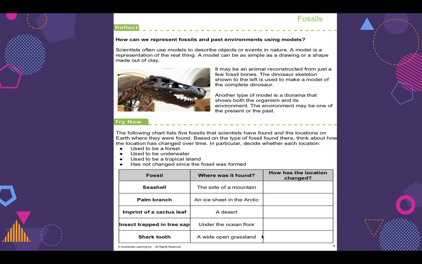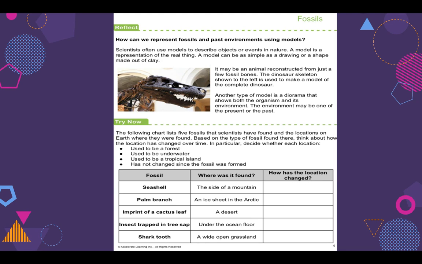Okay, so now we are looking to reflect. How can we represent fossils and past environments using models? Scientists often use models to describe objects or events in nature. A model is a representation of a real thing. A model can be as simple as a drawing or a shape made out of clay. It may be an animal reconstructed from just a few fossil bones.